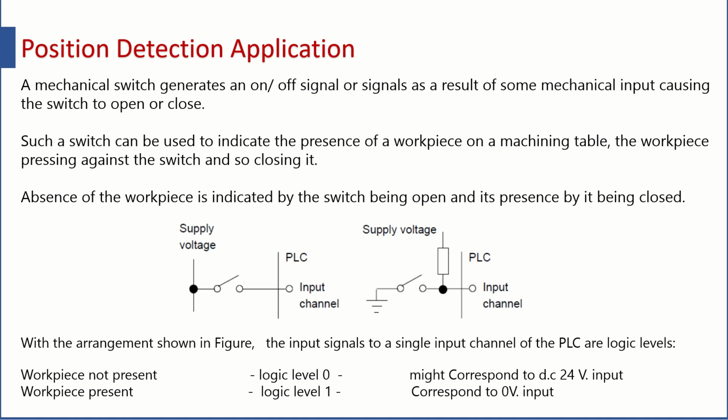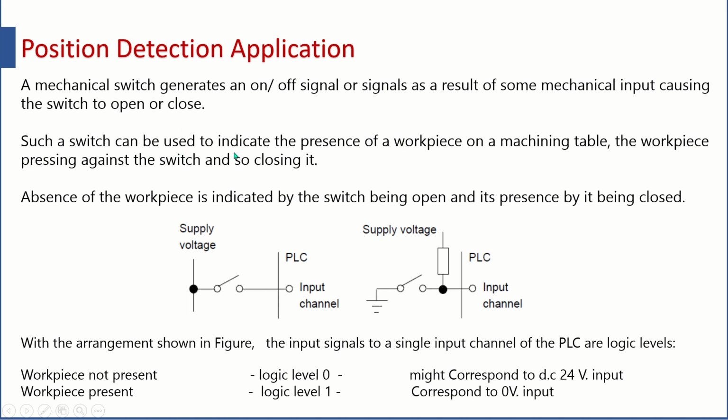Now you see, we will take up a very simple position detection application. I will not go with the types of sensors; I will rather go with some case studies. In a position detection application, most simply, there is a mechanical switch which generates on-off signals as a result of some mechanical input causing the switch to open or close.